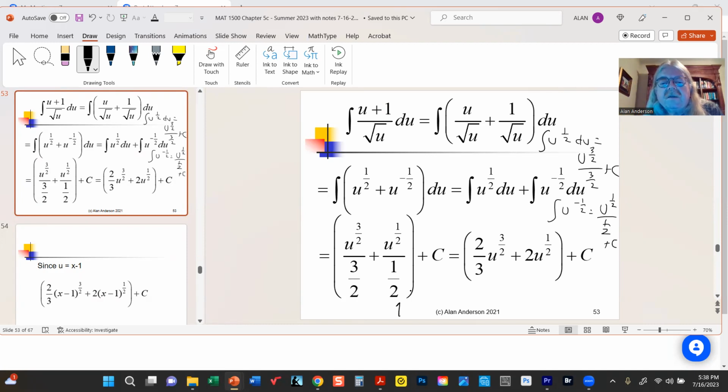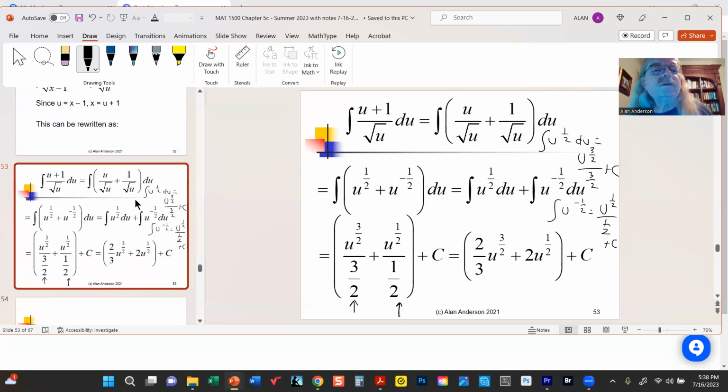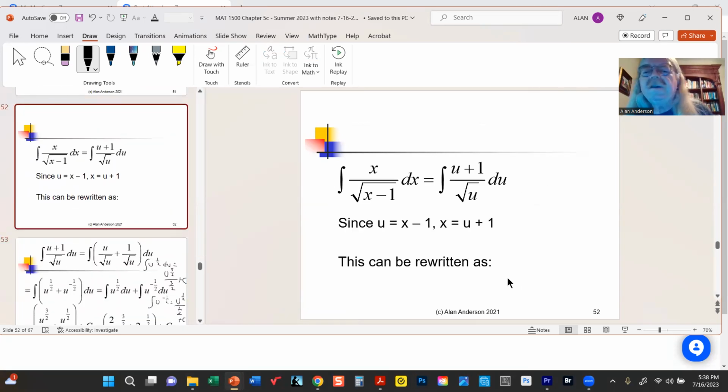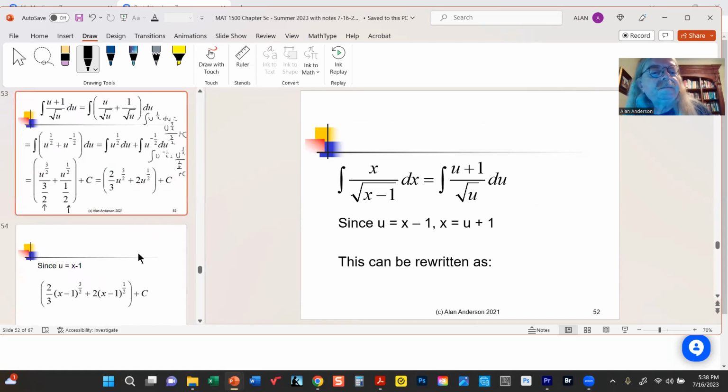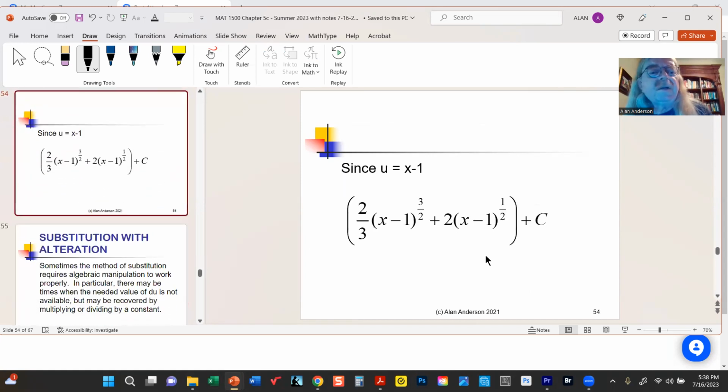That's what we have here, but then this is very clumsy, so I'm going to rewrite this first term as 2/3 times u to the 3/2 plus 2 times u to the 1/2 plus c. And now all I have to do is replace the original substitution of u equals x minus 1. And this is my final result.